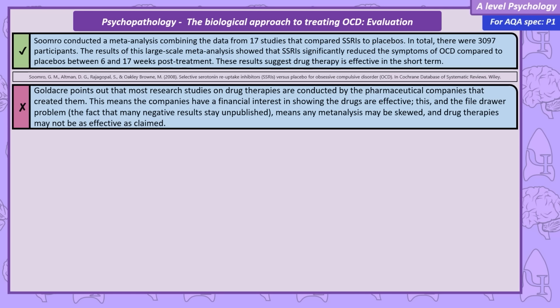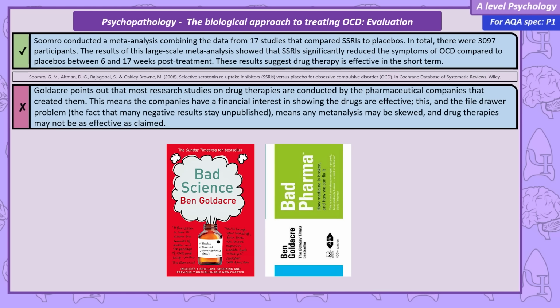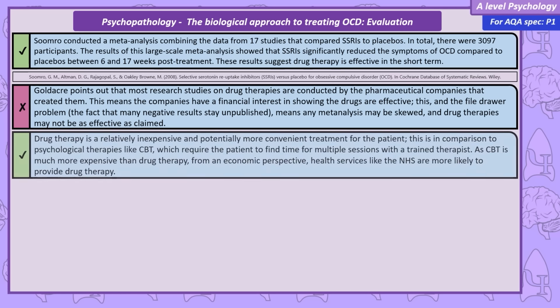On a related point, Dr. Ben Goldacre has 2 books, Bad Science and Bad Pharma. They're interesting and well written. Any student considering medicine or just interested in how science is conducted poorly and misrepresented in the media should probably read them. An advantage of drug therapy is it's a relatively inexpensive treatment, as well as potentially more convenient for the patient.